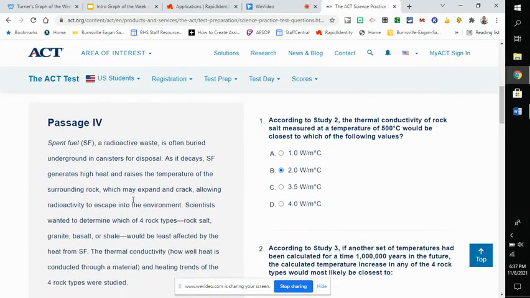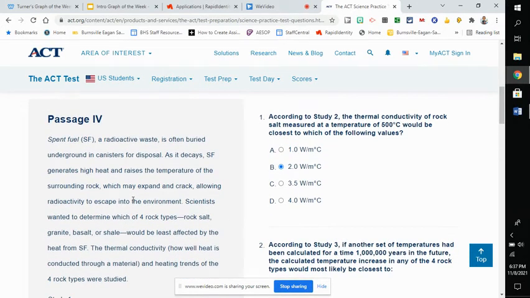So look at passage 4. I'm going to briefly go through the passage with you. If you can enlarge this on your screen to read along, that'd be a good idea. It says spent fuel, abbreviated SF, a radioactive waste, is often buried underground in canisters for disposal.